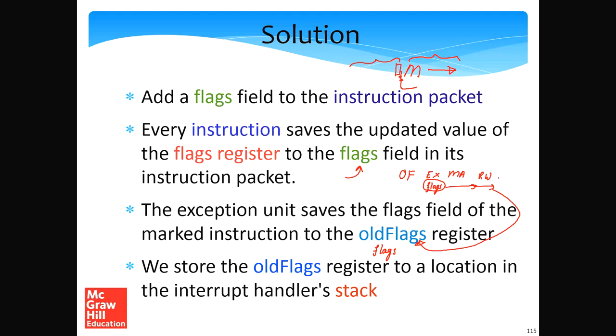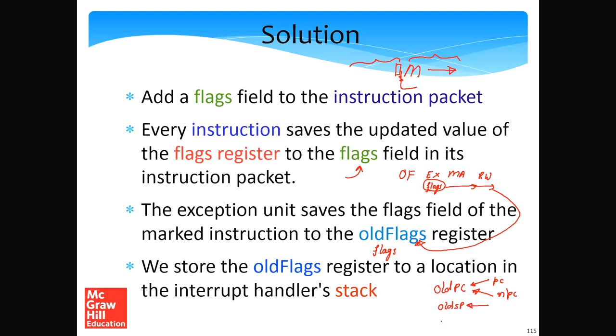So we will store the old flags register to a location in the interrupt handler stack. What are the new registers that we have added? We have added old PC to store the value of the PC that we need to go back to. This can be the PC of the marked instruction for some kinds of interrupts, or it can be the next PC for some other kinds of interrupts. Then we have old SP, the old stack pointer, which is the stack pointer that the marked instruction sees. This needs to be stored, otherwise how do we update the value of the stack pointer?